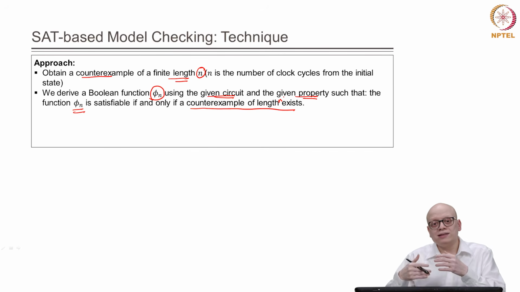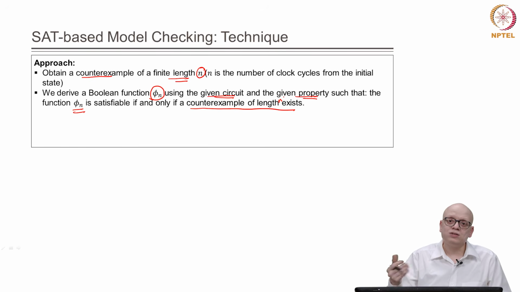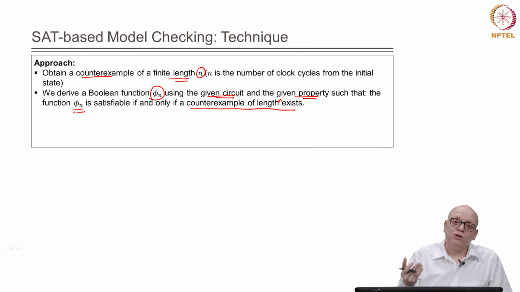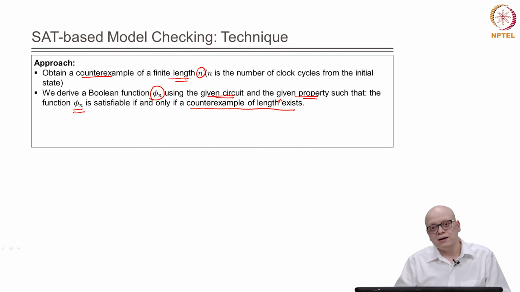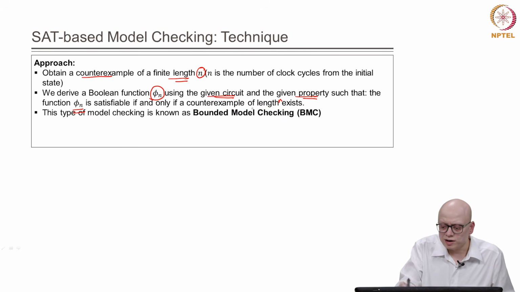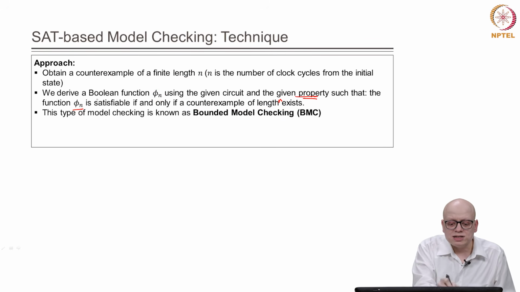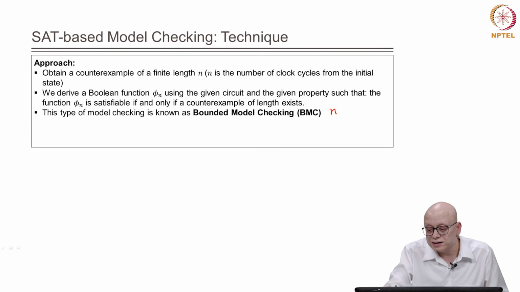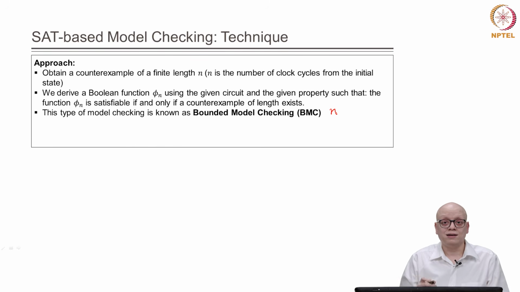By then invoking the SAT solver, it can see whether this function phi n is satisfiable or not, and if it is satisfiable, then we have found a counter example, and that will be reported to the designer, who can then understand why a given property failed. This type of model checking is known as bounded model checking, because here the number of clock cycles is bounded by n. So, therefore, this is bounded model checking.